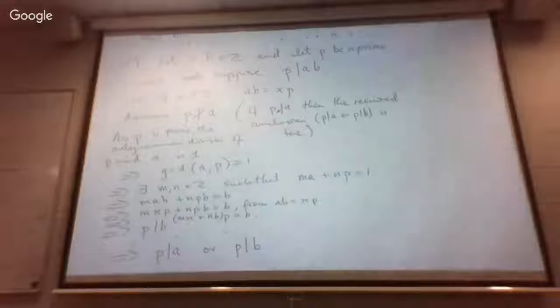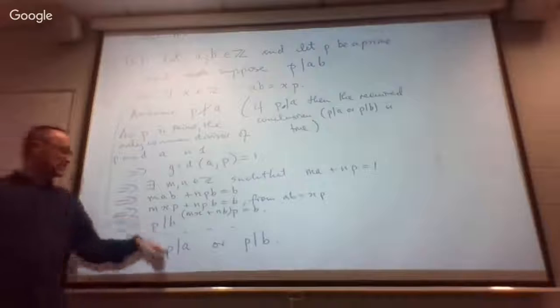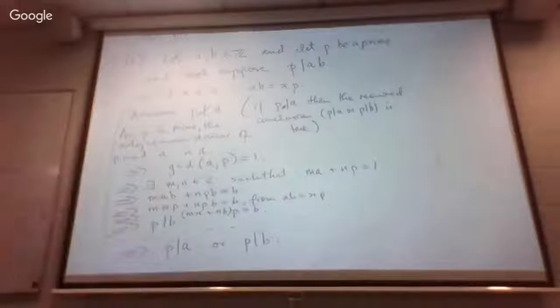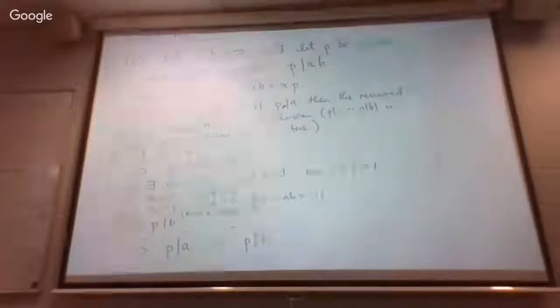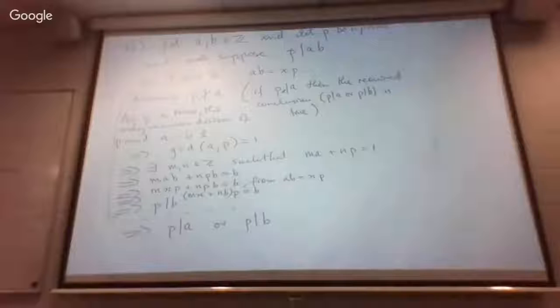So assuming further that p does not divide a, that gets you to this conclusion that p divides b. So therefore, in summary, this means p must divide a or p divides b. It's entirely possible it divides them both. We know it must divide one of them.